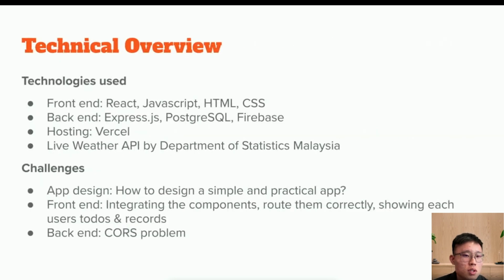So, a technical overview of the technologies I use. For the front end, I use React, JavaScript, and a little bit of HTML and some CSS. For the back end, it is Express for the API, PostgreSQL on the Neon console, and Firebase for the authentication and picture storage. I host my back end and front end on Vercel, and I use the live weather API from the Malaysian government.